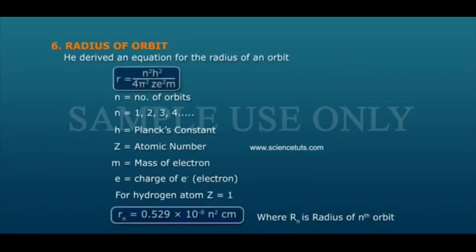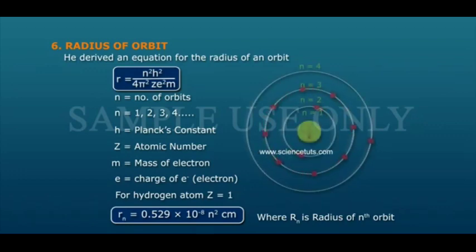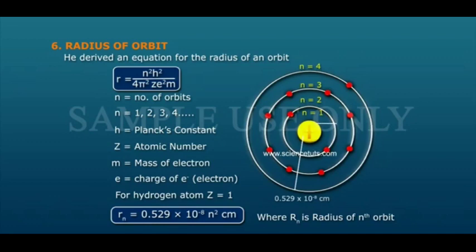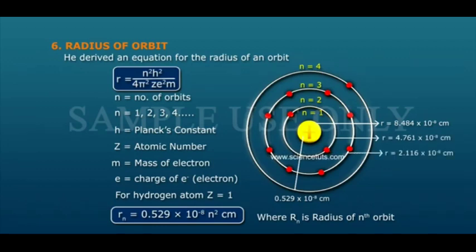6. Radius of orbit. He derived an equation for the radius of orbit. r equals n square h square by 4 pi square Z e square m, where n is the number of the orbit, 1, 2, 3, 4, etc.